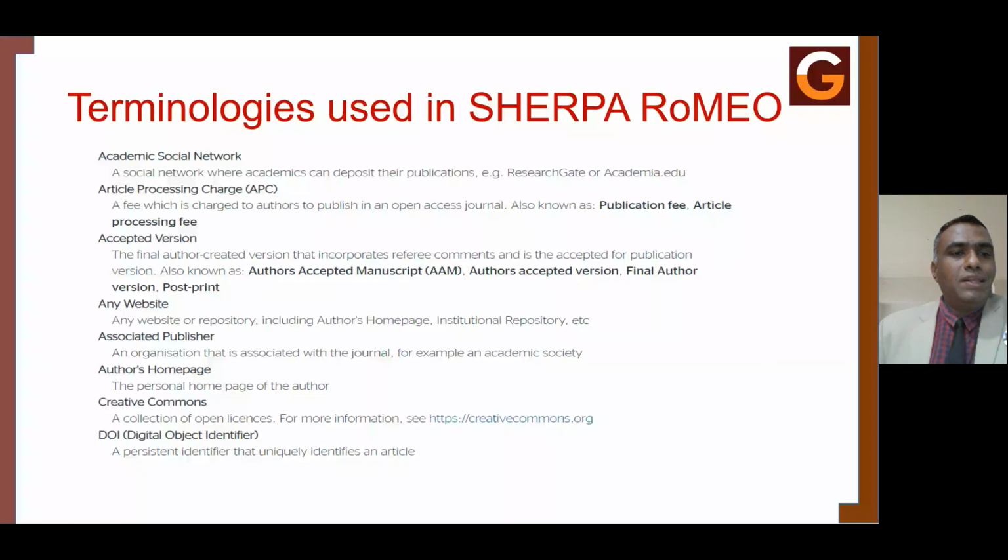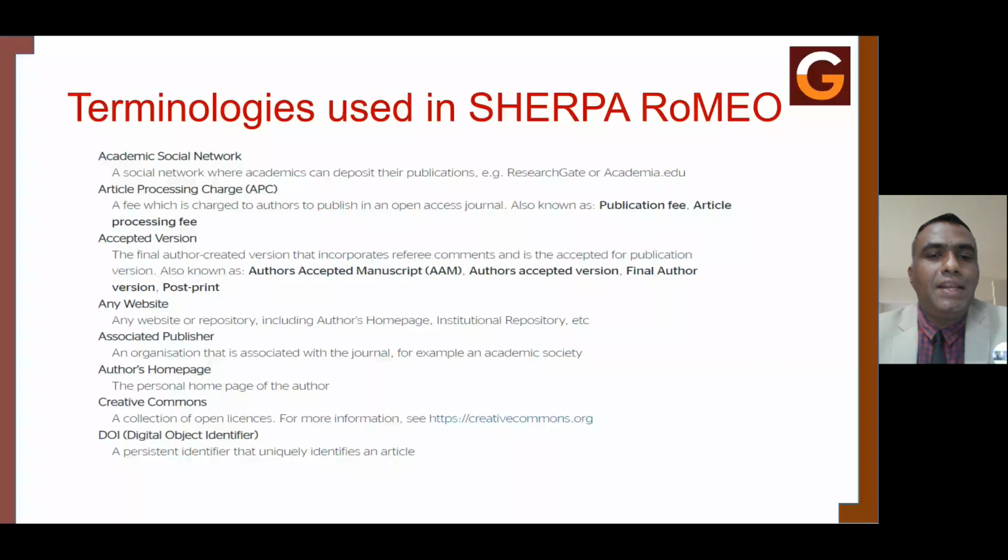Then you need to know about the terminology called associated publisher, an organization that is associated with the journal, for example, an academic society. Let me give you one example. There is an institution called Dr. NTR Medical Sciences in Andhra Pradesh, and they have a journal called the Dr. NTR Journal. Here, there will be a publisher and an associated organization. For example, at Garden City University we have departmental level journals, such as Ripple's Journal, which is published by the Department of Hospitality Management and Catering Technology, and the publisher of this journal is Garden City University.